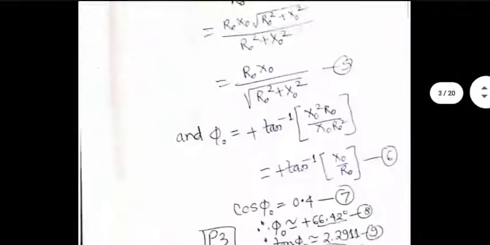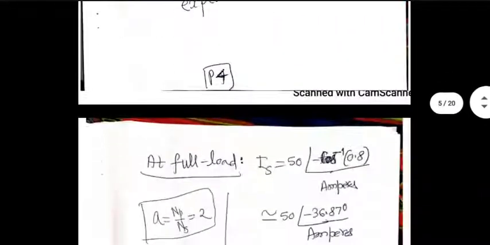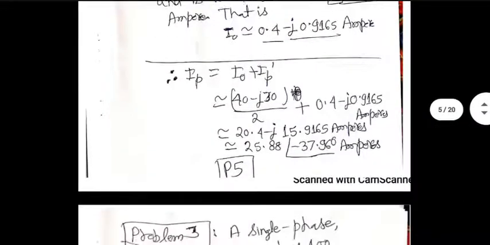So that's what I've done at the end, to total the two and get the total primary current IP. And that's what I got: 25.88 amperes with an angle of minus 37.96.